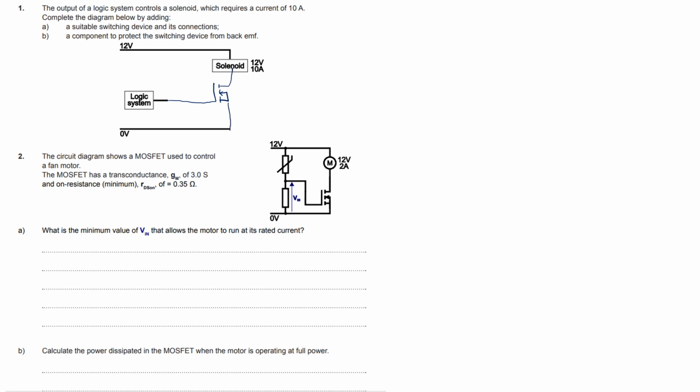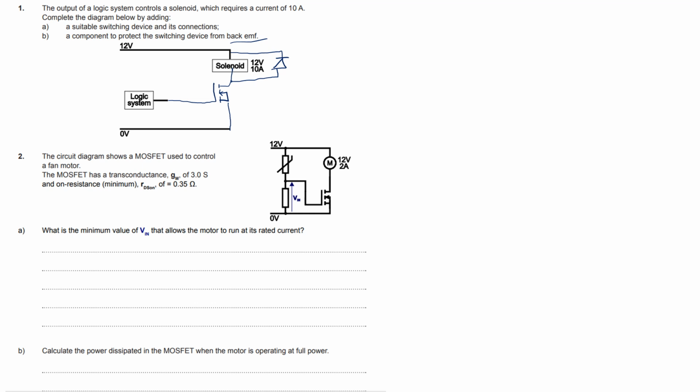And a component to protect from back EMF. Do you remember the very first question? Back EMF. Because it's a solenoid, so it's a coil of wire. So electromagnet, you get current wants to go back up the other way. So stick a diode there, and it will protect that component.